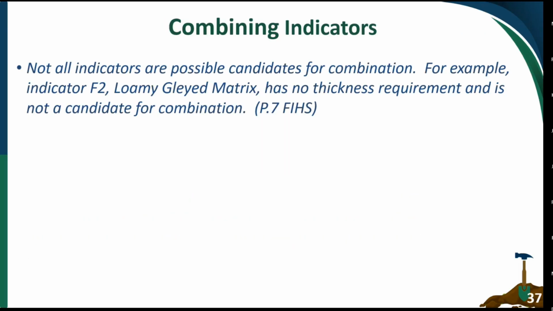Not all indicators are possible candidates for combination. For example, indicator F2, the loamy gleyed matrix, has no thickness requirement, and so therefore it is not a candidate for combinations.